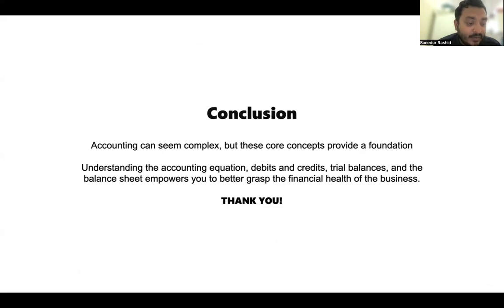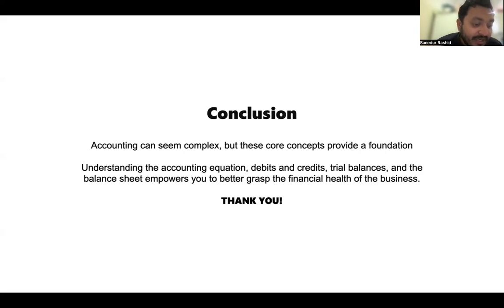Finally, the world of accounting may seem complex at first glance, but understanding these core concepts equips you with a valuable foundation to navigate the financial health of our small business by grasping the accounting equation, debit and credit, trial balance, and how they connect to the balance sheet. You will be better positioned to interpret the financial information we use to make informed business decisions.